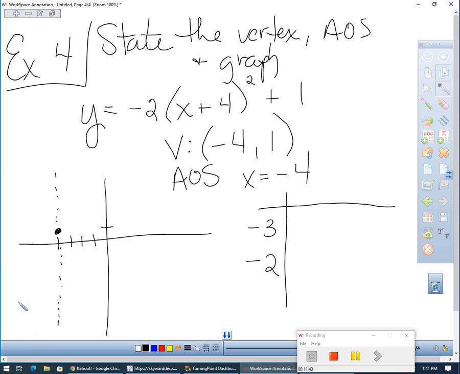I now plug those into my original equation. So I have -2 times (-3 plus 4) squared plus 1.